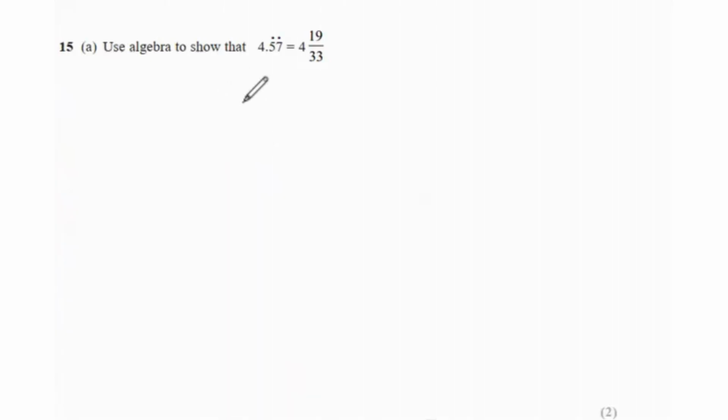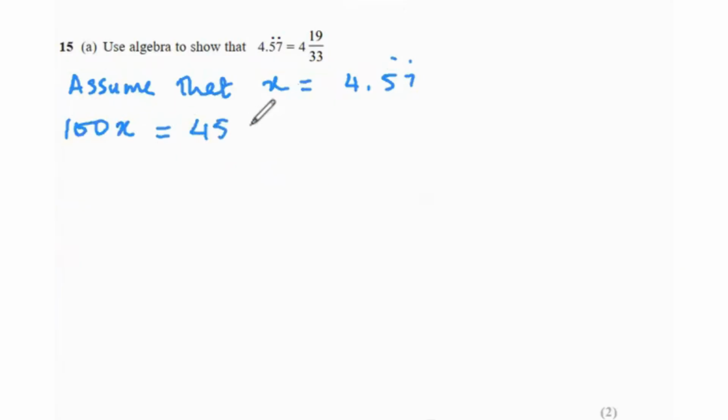This one says use algebra to show that 4.57 recurring equals 4 whole number 19 over 33. So this is slightly different because they have given the answer as a mixed number. So the steps are still the same. Assume that x equals 4.57 recurring. Let's multiply x with 100. So that's going to give us 457.57 recurring. Then we can subtract 100x and x because the numbers after the decimal are exactly the same for both of them.